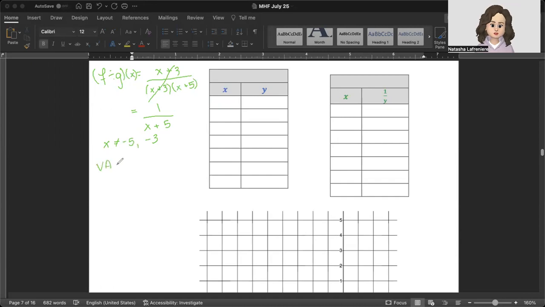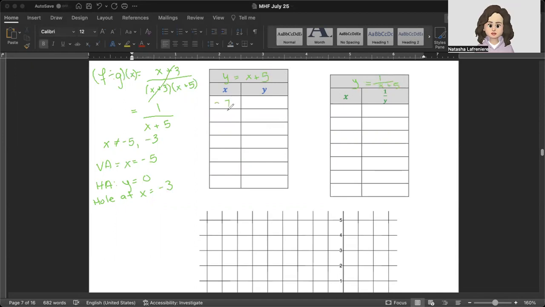Our vertical asymptote will be x equals -5, and our horizontal asymptote is 0. And we have a hole at -3. Okay, so when your denominator is at a lower degree, it's always going to be y equals 0 for your horizontal asymptote. Okay, so this is our first equation, and then we're going to do 1 over x plus 5.